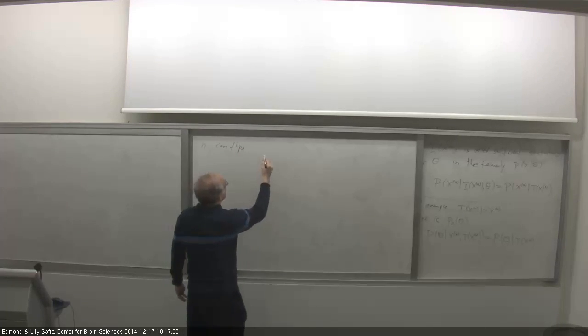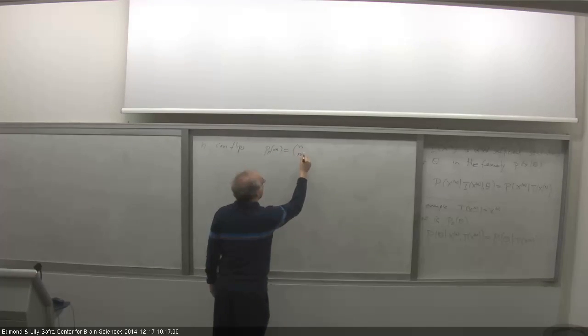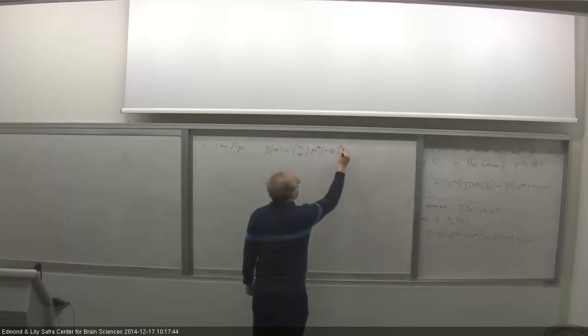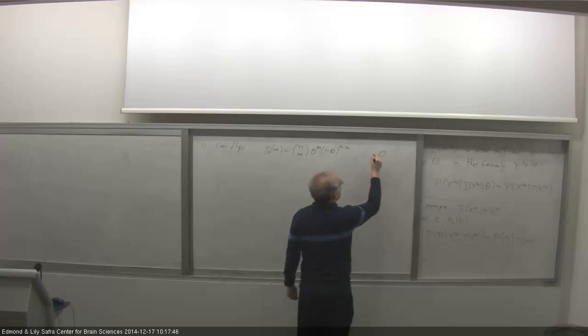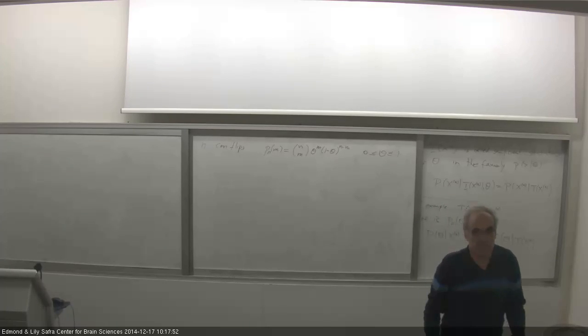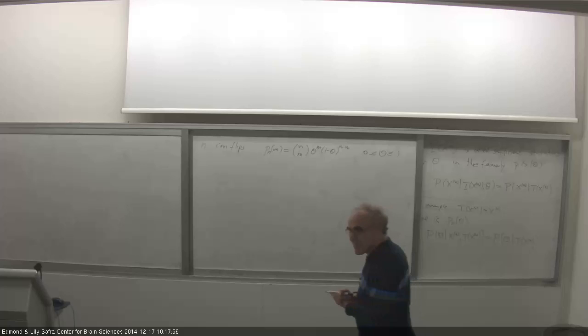So you know that the probability of getting m successes is what? It is n choose m, theta to the m, 1 minus theta to the n minus m, where theta is the parameter between 0 and 1. Okay? So this is the binomial distribution. So what is a sufficient statistic for theta in this case?